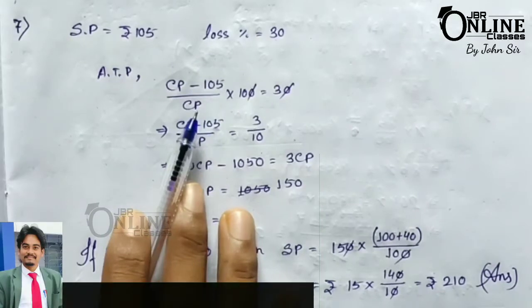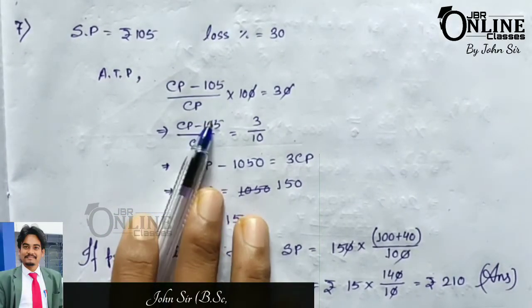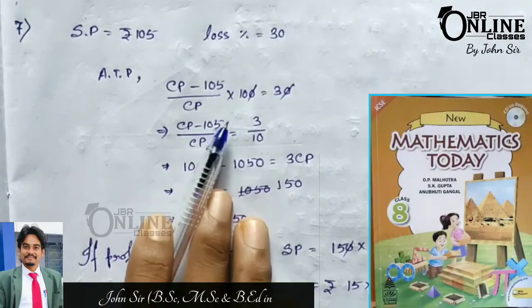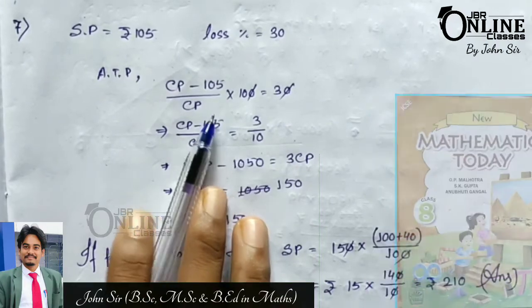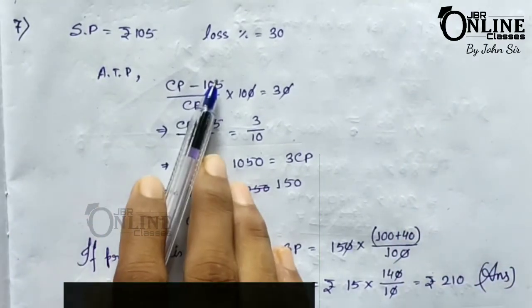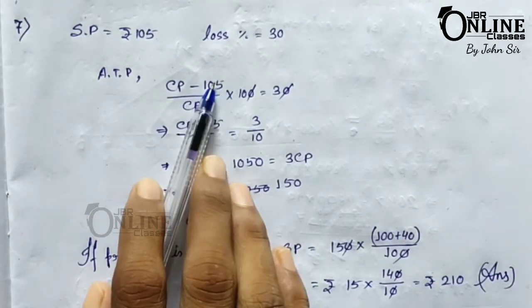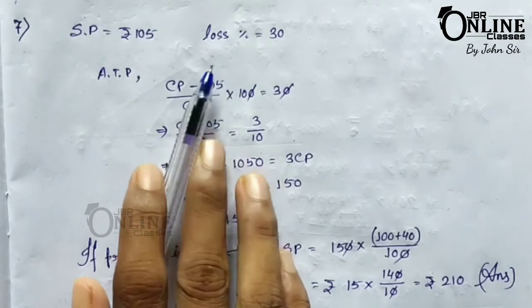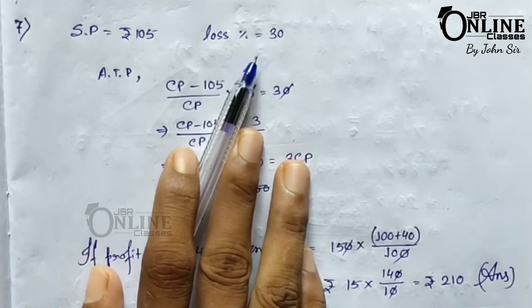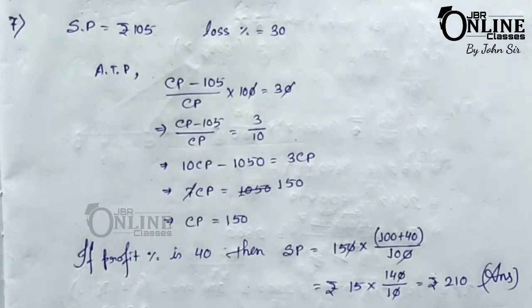So this is the second part from exercise 8A, profit, loss and discount. Now today I am going to start from sum number 7. In sum number 7, by selling a basket of mangoes for rupees 105, if he had lost 30%, the fruit seller lost 30%, then first we have to find out the cost price of those mangoes.